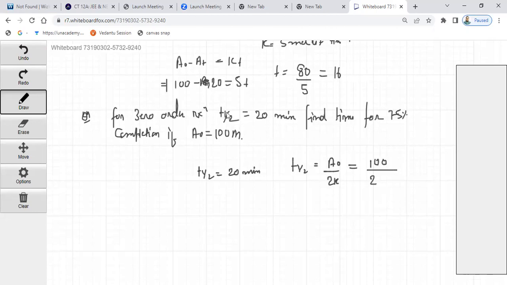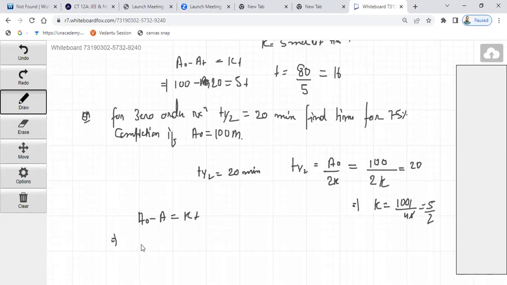So the 2K value is equal to 20, which means K value will be equal to 100 divided by 40, that is 5 by 2. Now, A naught minus A is equal to K into T. A naught value is equal to 100. A value will be 25, since 75% reacted and 25 is the remaining. K value is equal to 5 by 2.